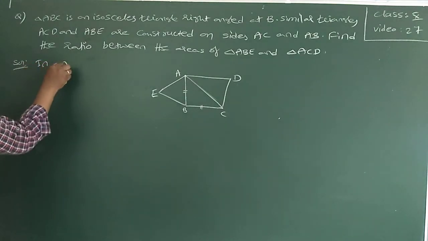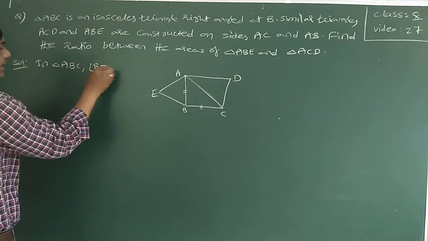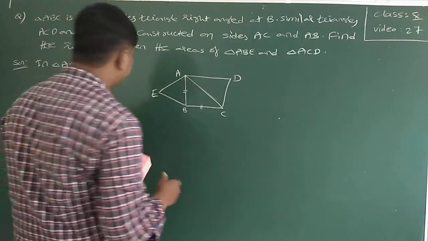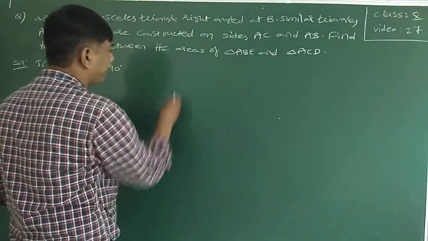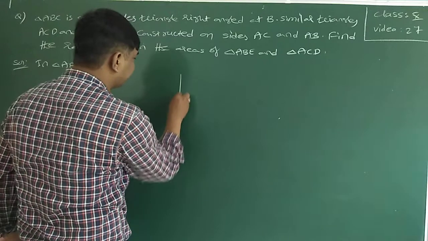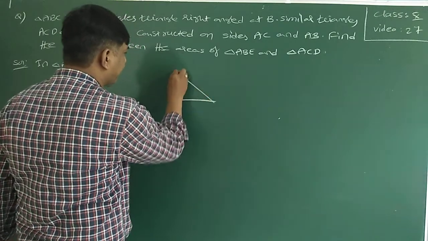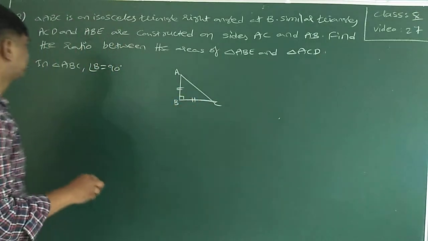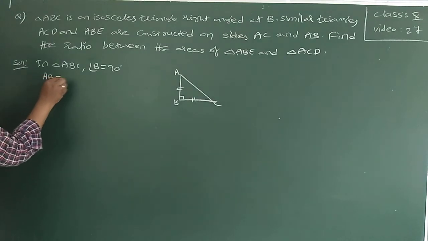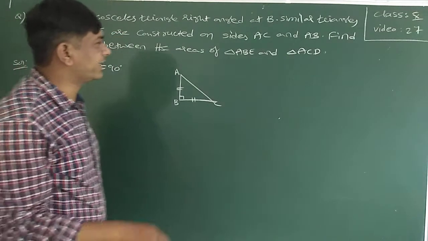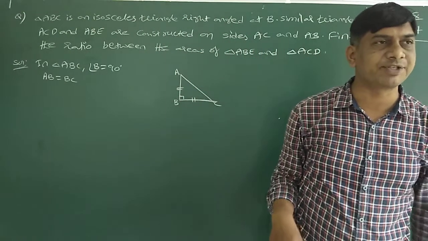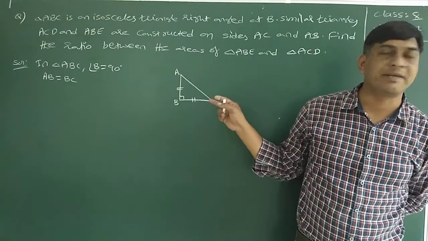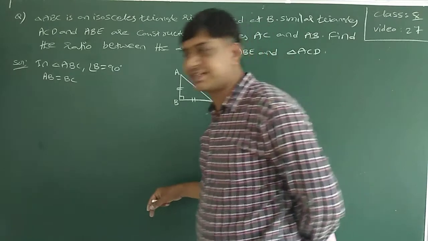See here, in triangle ABC, angle B is equal to 90 degrees. First, in triangle ABC, AB is equal to BC. Why? Because it is an isosceles triangle. In an isosceles triangle, which two sides are equal? Either AB or BC, not AC, because AC is the longest side, the hypotenuse.